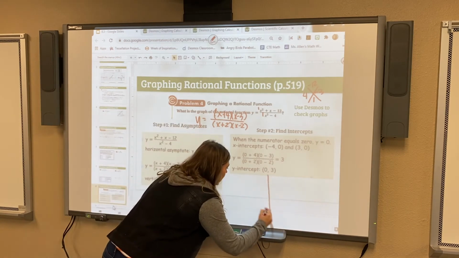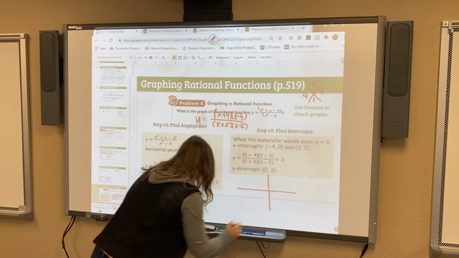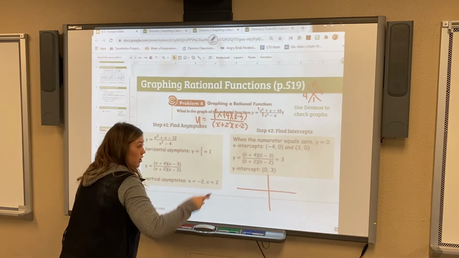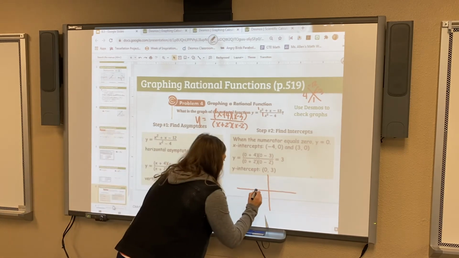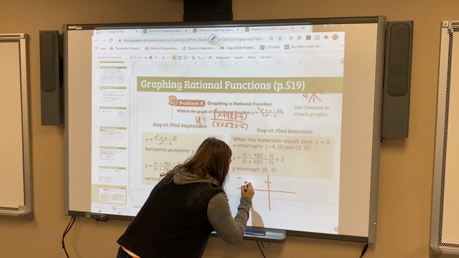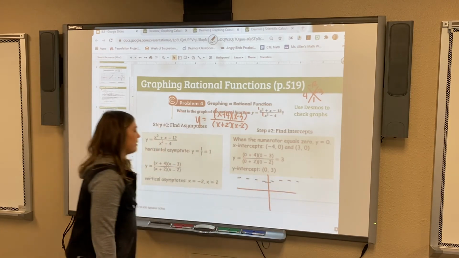So I'm going to come down here and make my graph. Horizontal asymptote left and right will be at y equals 1. So at 1, we'll be through there.